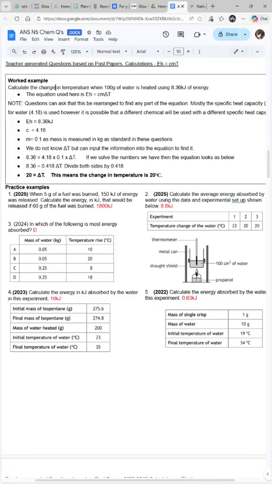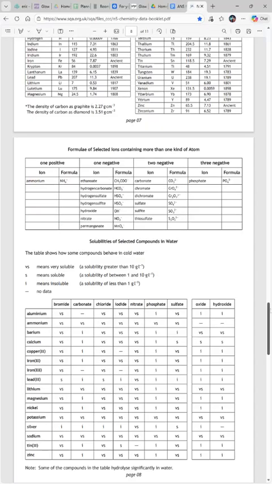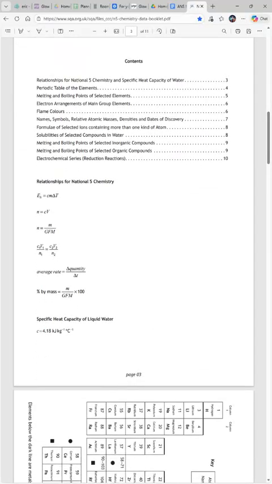Calculate the temperature change when 100 grams of water is heated using 8.36 kilojoules of energy. The equation we're using is Eh equals cm delta T. It is at the very front of the data booklet. It looks like it's got lots of parts to it, but actually it's seductively simple. Down here, it tells us that the c is pretty much always 4.18 kilojoules.